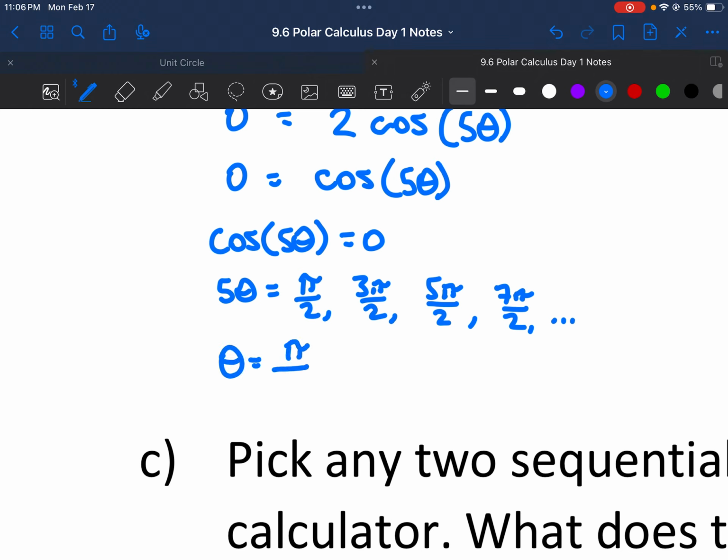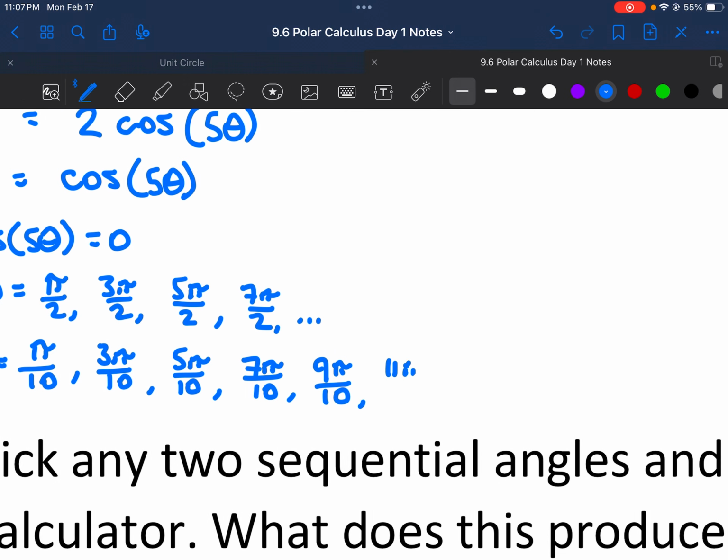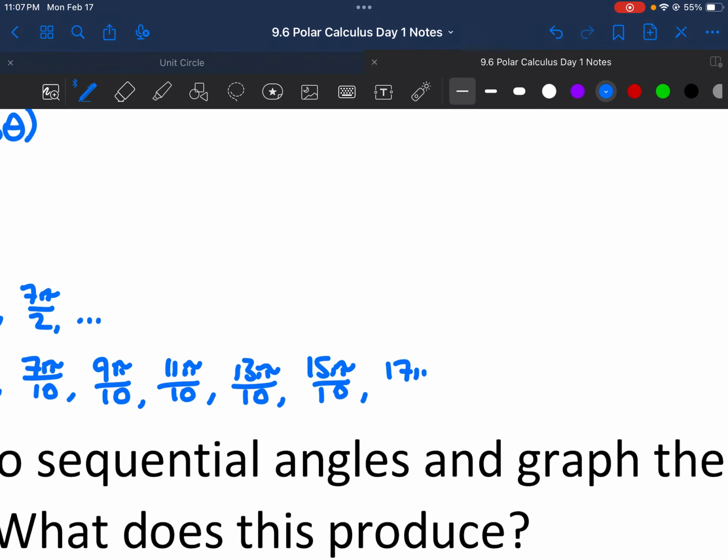So this means theta equals pi over 10, 3 pi over 10, 5 pi over 10, 7 pi over 10, 9 pi over 10, 11 pi over 10, 13 pi over 10, 15 pi over 10, 17 pi over 10, 19 pi over 10, 21 pi over 10, and so on.